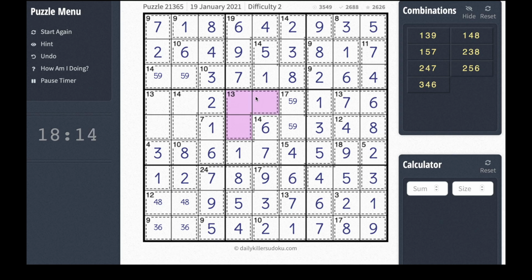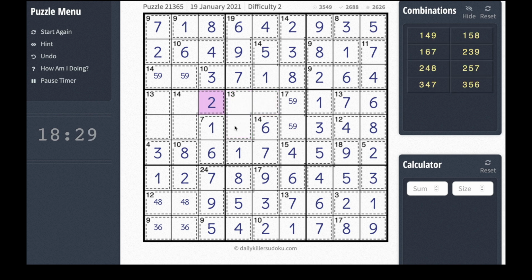Now, what's left? We've only got 3 numbers missing from this cell. Let's do the combination way. Can't have a 1 in it because the 1's present. Can't have a 4 in it because the 4's already present. Can't have a 5 in it because the 5's already present. So this is a 2, 3, 8.